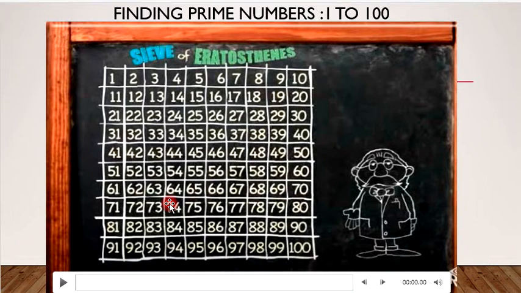I'm presenting to you a method of finding prime numbers from 1 to 100. In your textbook itself, right in the beginning, you are asked a question where you are supposed to find the prime numbers from 1 to 50. So this is how we'll be doing it. Here, however, I have taken numbers from 1 to 100 altogether. So this method is called the sieve of Eratosthenes.